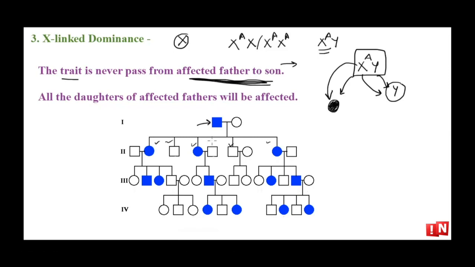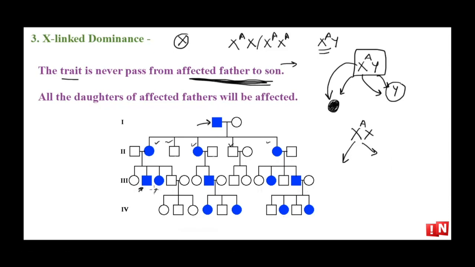Alright. In the next generation, if you see, from an affected mother, they have equal chances of their offspring being affected, because the mother is going to give this particular allele to either a daughter or a son. 50-50 chance, right? So if it is going to a son, he is going to get affected.